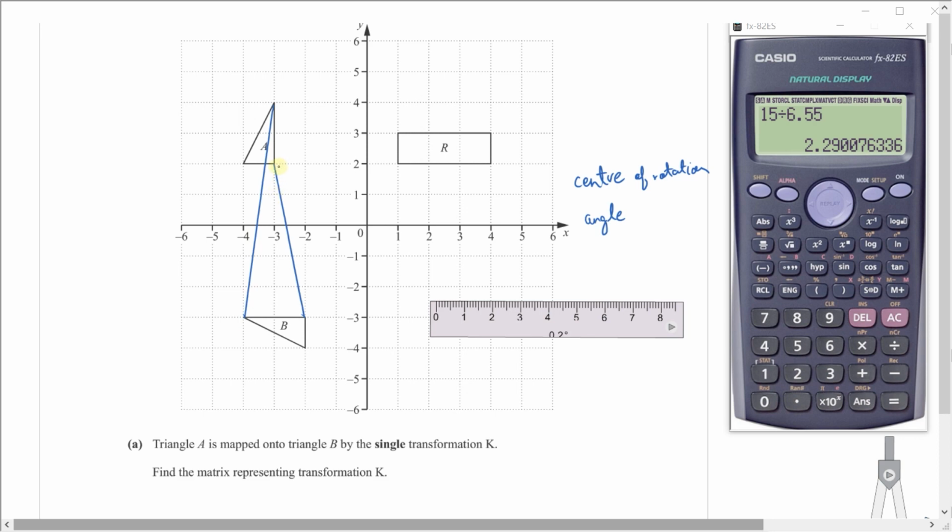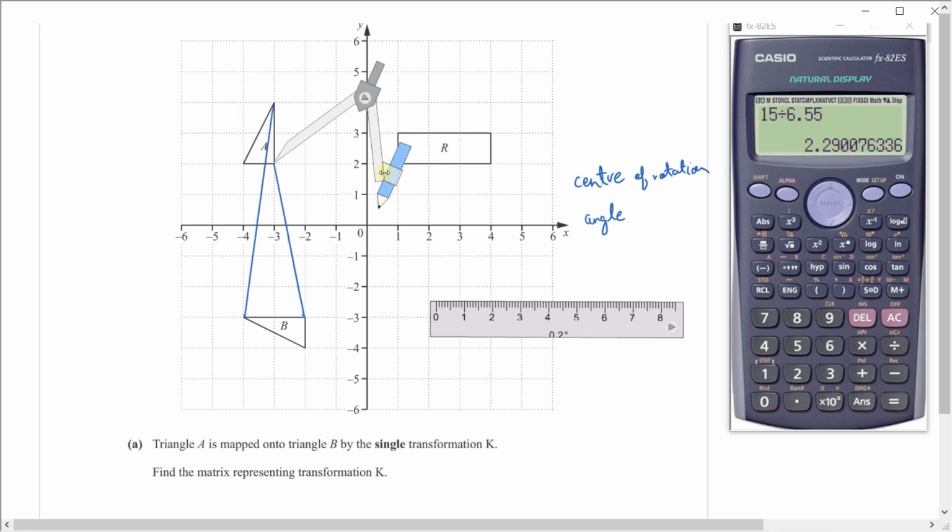Now, if you take the perpendicular bisectors of these two lines, the blue lines that I've drawn, the intersection point of the perpendicular bisector of these two lines will give you the center of rotation. So to draw the perpendicular bisector, I will take my compass here and make sure you open it more than halfway and then draw the two arcs.